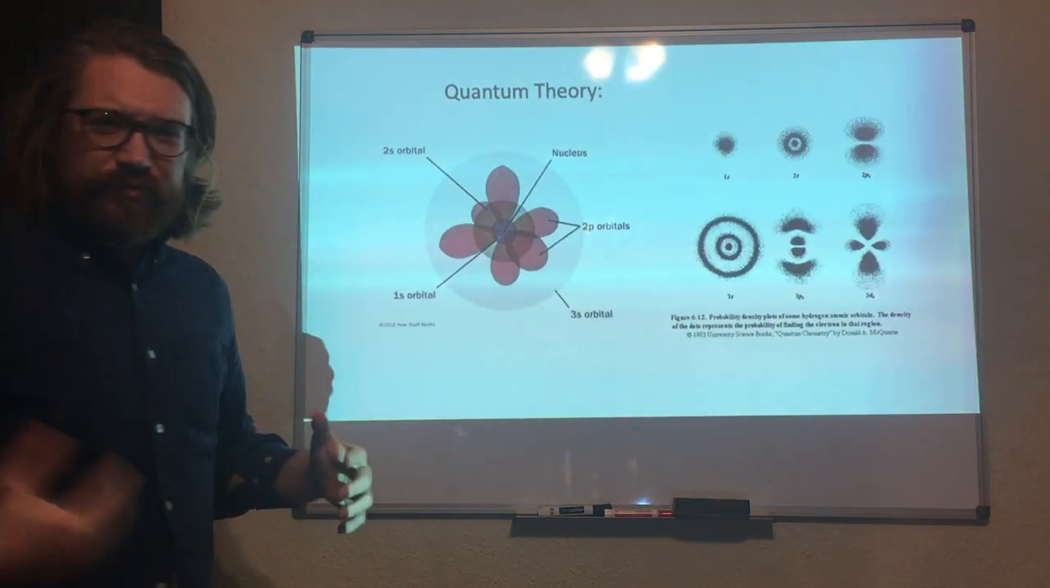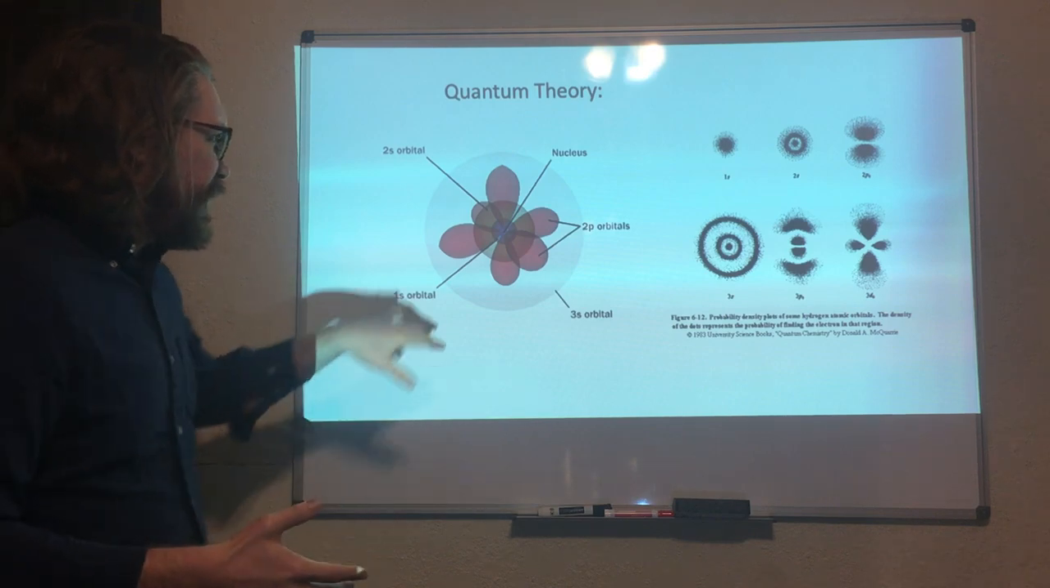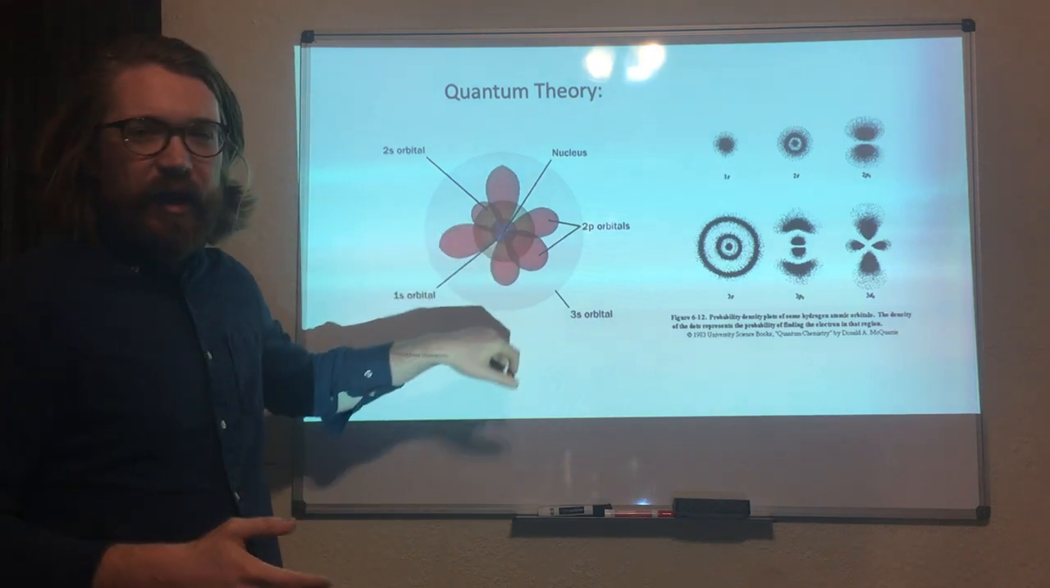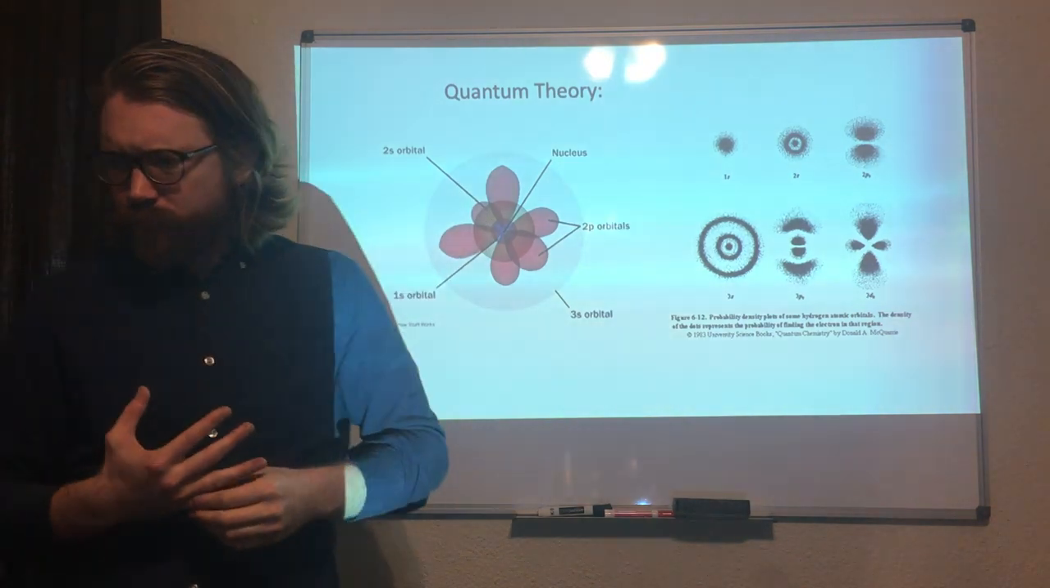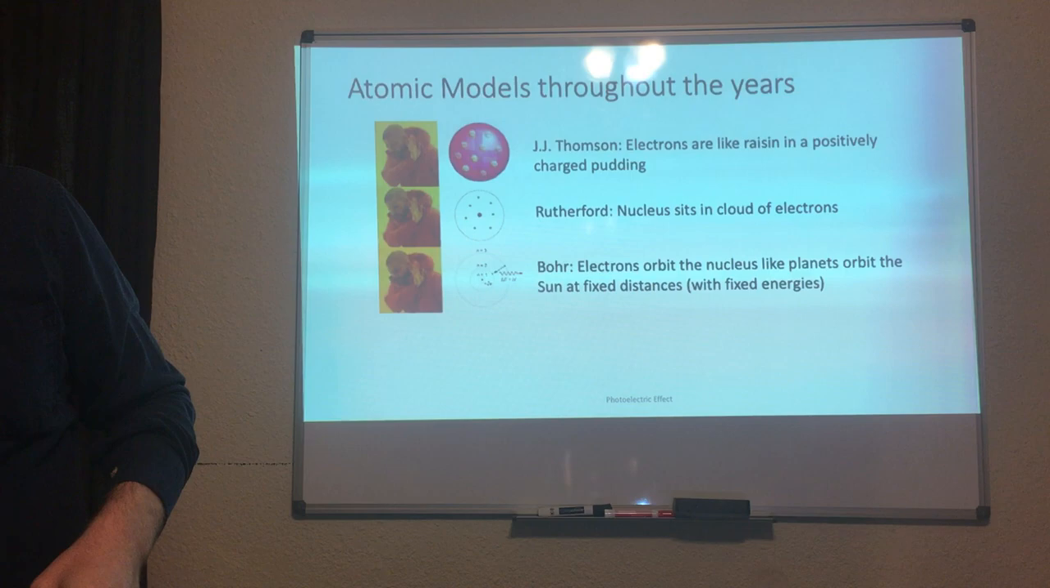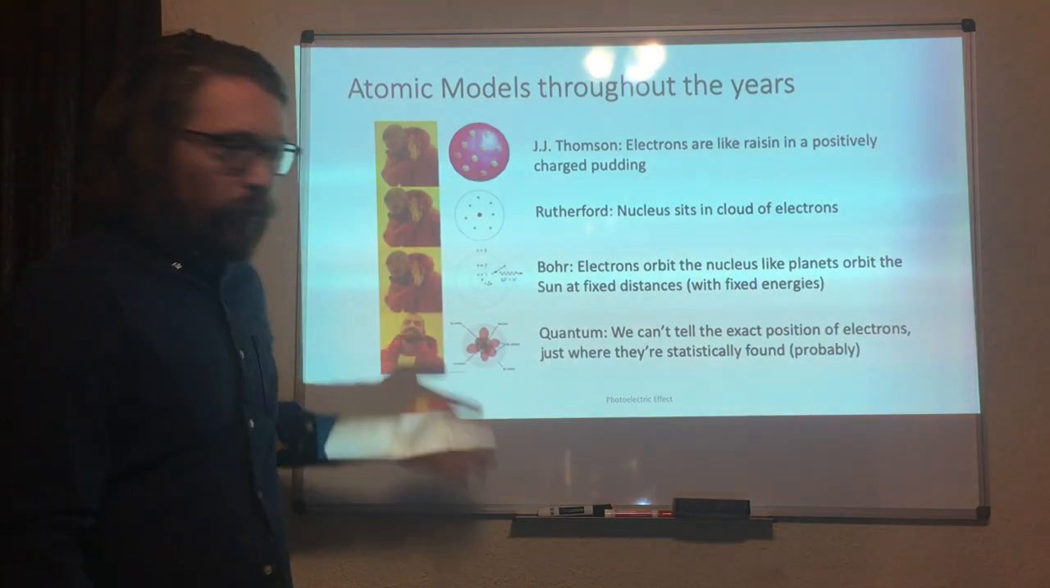Here's another picture, just real fast, about the quantum theory. You can kind of see what the orbitals look like. They're not circles, they're like little clouded areas. Okay. All right, so here again are your four. There's a run through of each one.